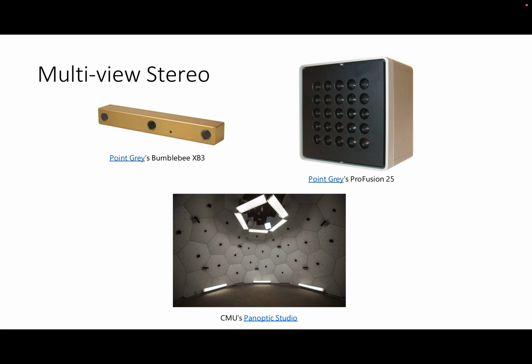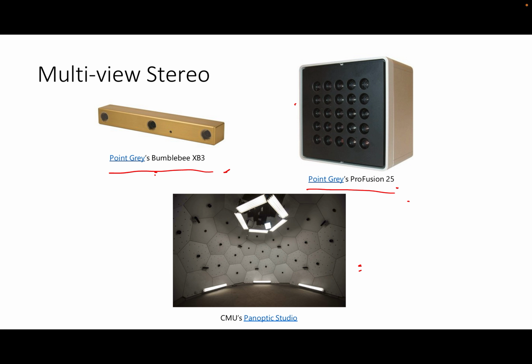We can use some setup. We can use a multi-view setup. So these are some specialized cameras to do multi-view stereo. This is the Point Grey Bumblebee, the Point Grey Profusion. These are specialized cameras to do multi-view stereo. And this is CMU's Panoptic Studio. These days many institutions have this kind of multi-view setup.